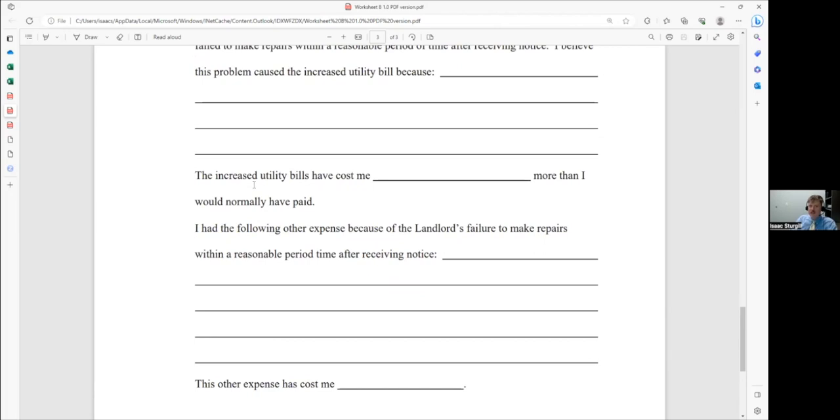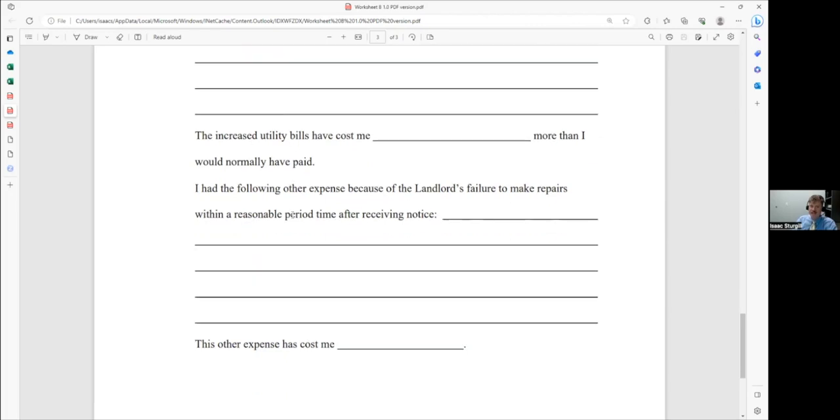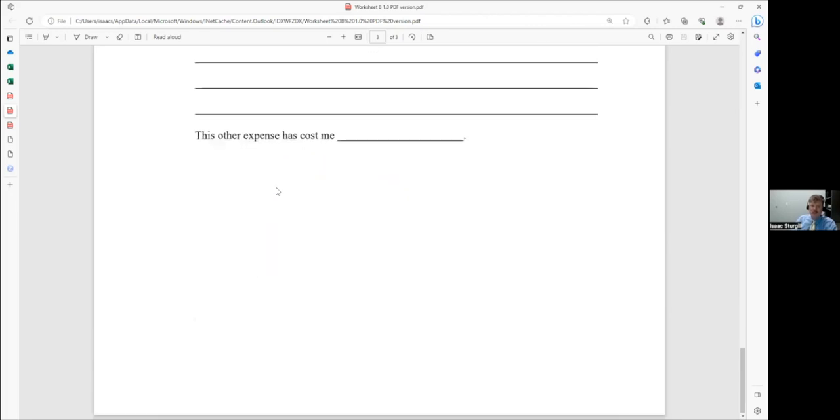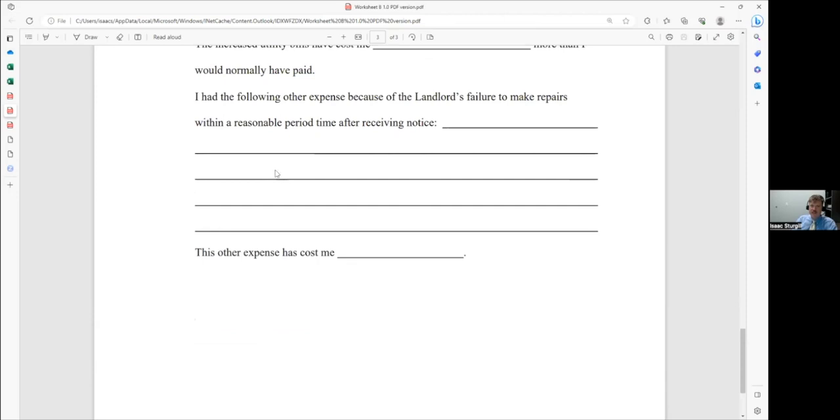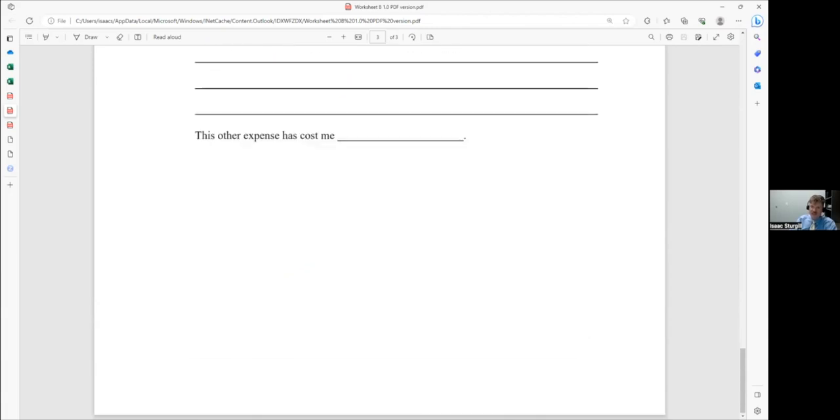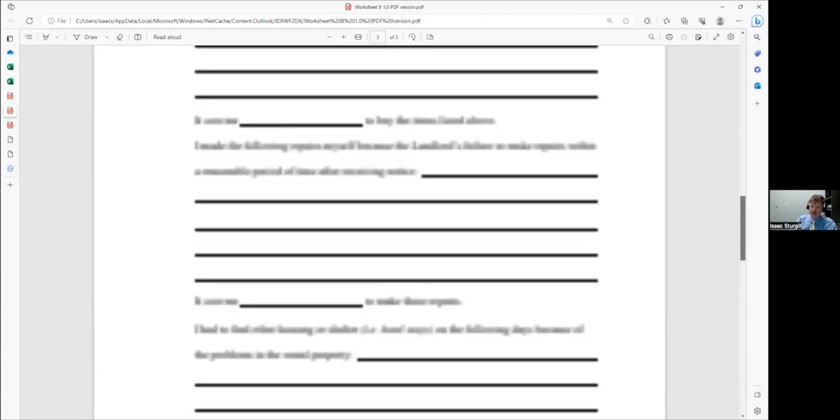You write in the amount that the increased utility bills have cost. And so that could be $50 a month, for example, in the example we just gave, whatever the overages are, you want to explain that. And then finally, the last space on here is just a place for the tenant to write any other kind of out-of-pocket expenses that they may have had to deal with due to the landlord's failure to make repairs. So if it's anything that wasn't covered by the last few sections, that's a place for the tenant to write in other things and to explain that to the court.